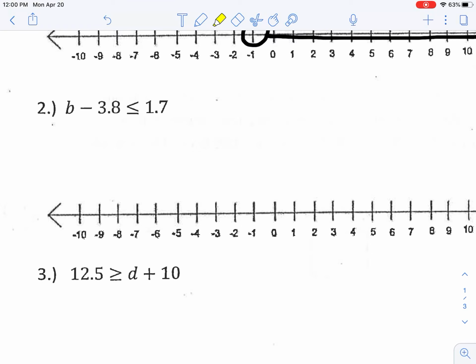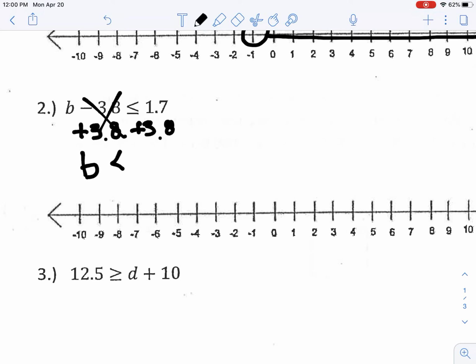Okay. Number 2. B minus 3.8 is less than or equal to 1.7. So again, when I see a subtraction sign, just like we did with equations, we're going to do an inverse operation. So we're going to do plus 3.8 on the left and plus 3.8 on the right. So your negative and positive is going to cancel.